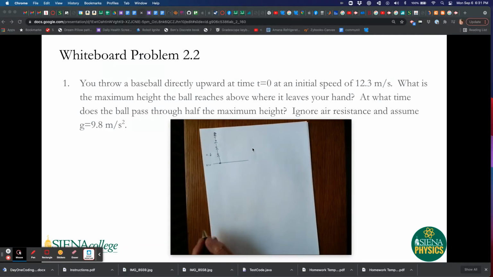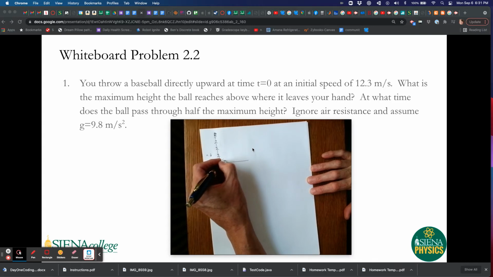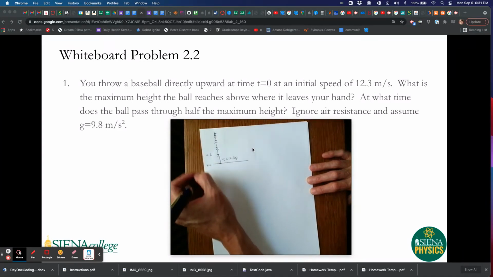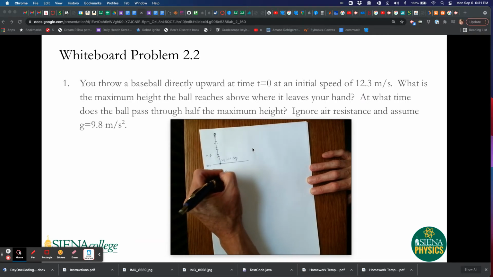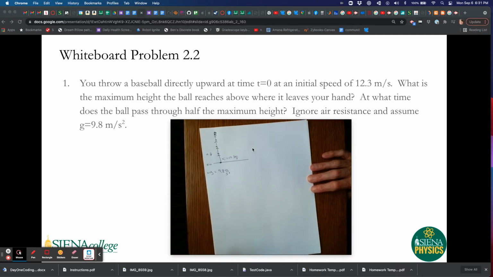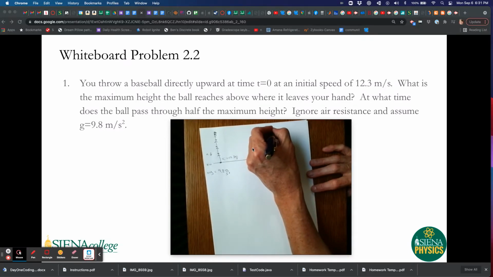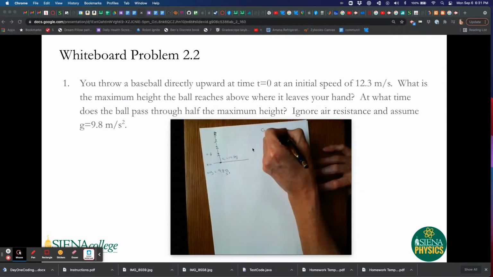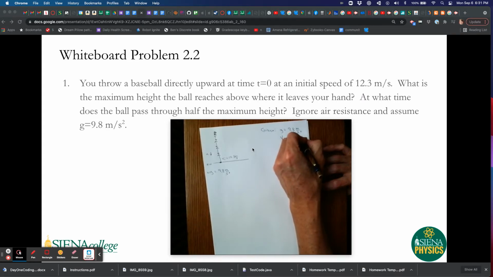Okay, and so I know that my initial velocity, this is going to be my v initial, is equal to 12.3 meters per second. And I know a equals g, which is equal to 9.8 meters per second squared. Okay, make sure to get my units right. And now I'm going to go through givens and finds. So even though I drew them on my picture, I'm going to write them over here also. I'm given that g is equal to 9.8 meters per second squared. I'm also given that the initial velocity that the ball is thrown up with is 12.3 meters per second.